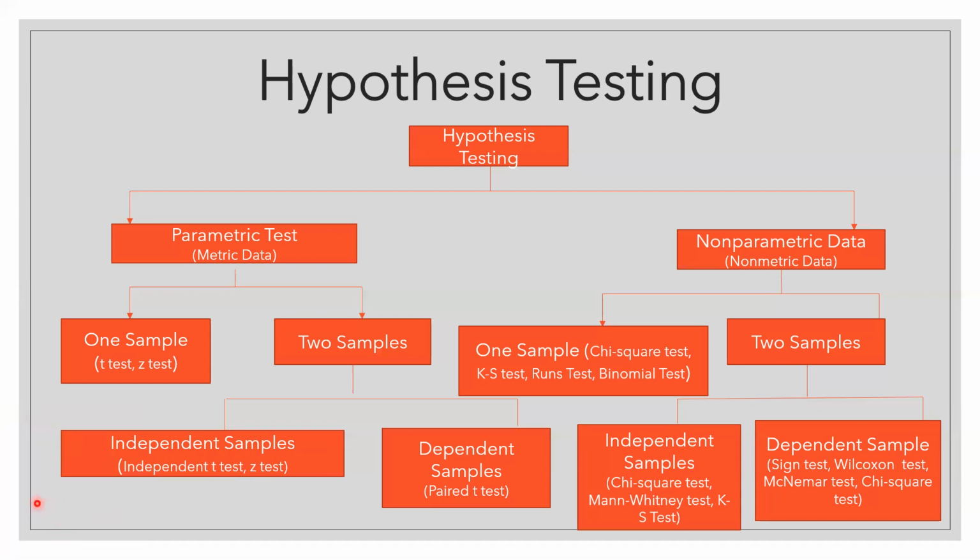Now we come to non-parametric data, which is non-metric data, that means categorical data. Here again it can be divided into two parts, one sample and two samples. One sample is similar to the parametric case, but the difference is that the parametric data is metric data, and for that we apply those tests, while this is non-parametric data. So for one sample, you can apply the chi-square test or KS test, which I had already uploaded in my previous videos.